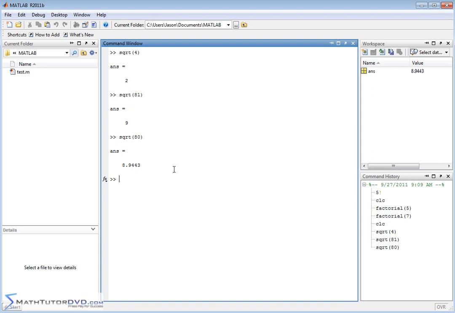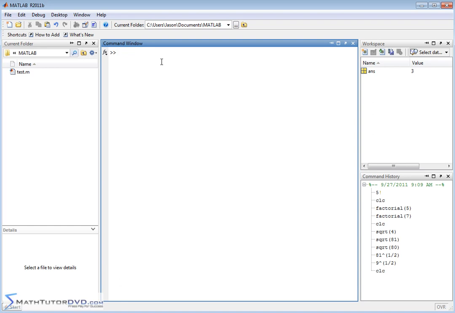Just as a reminder, you can always go 81 raised to the power of 1/2, because as you all know, when you raise something to the power of 1/2, it's exactly the same thing as taking the square root. So I could come up here and say 9 to the power of 1/2 will give me 3. So there's really two different ways to do square roots, and it just depends on what you want to do. Using the SQRT command may be a little bit more readable. It just depends on exactly what you'd like to do.